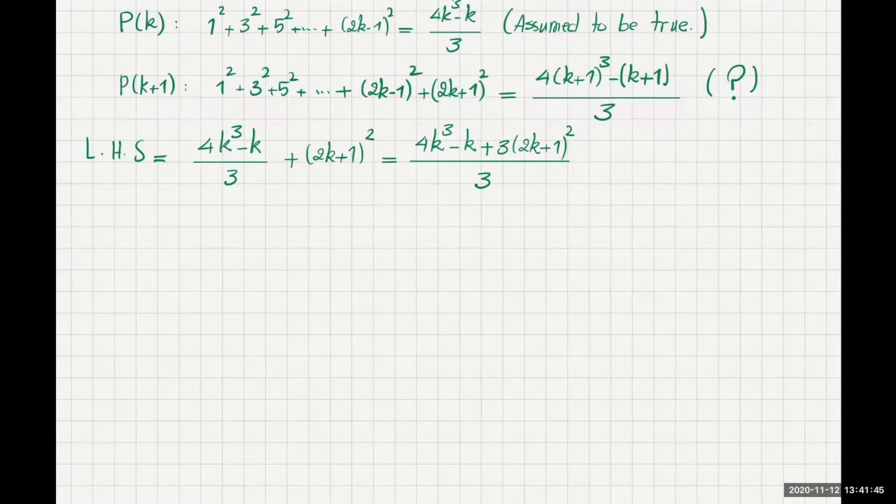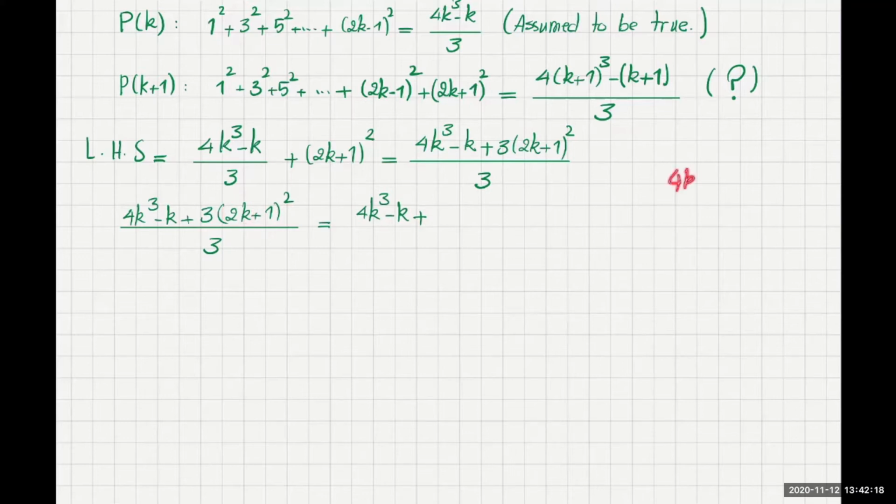Okay, so what I do here now, I concentrate on this expression, 4k^3 minus k plus 3 times (2k plus 1) to power 2, yes? And I will try to expand and simplify this as much as possible. So it becomes 4k^3 minus k, and then I have plus, I raise it to power 2, and then multiply it by 3. So let us do it in one go. Okay, so this one to power 2, the first one to the 2 is 4k squared. But I multiply it by 3, it becomes 12k squared.